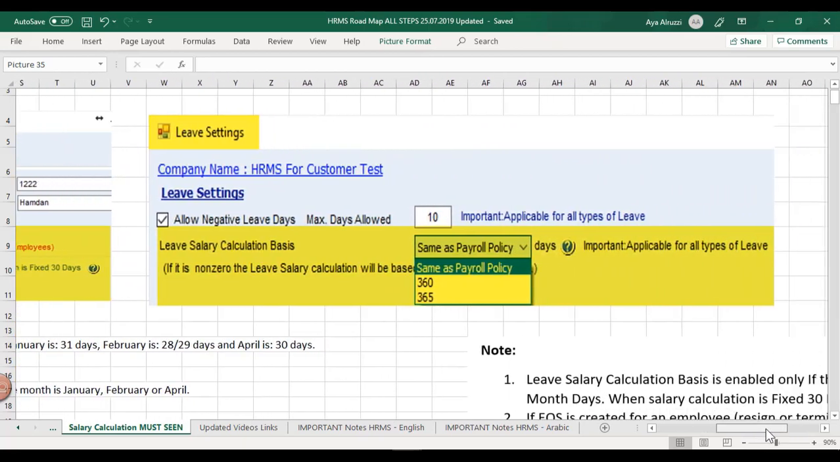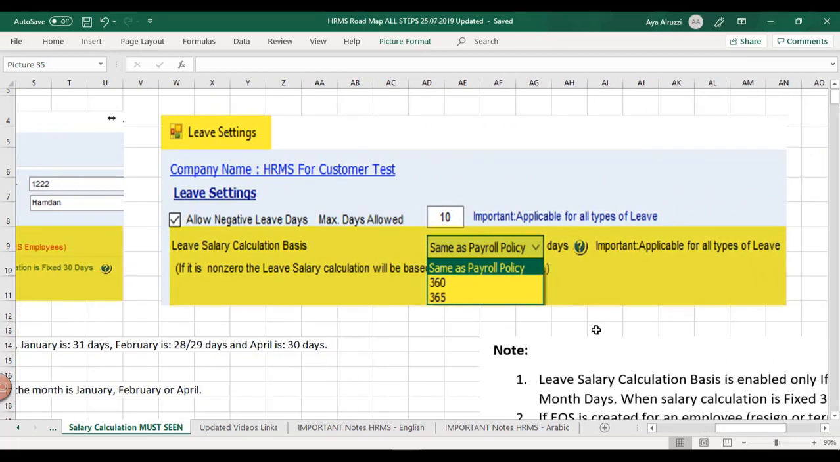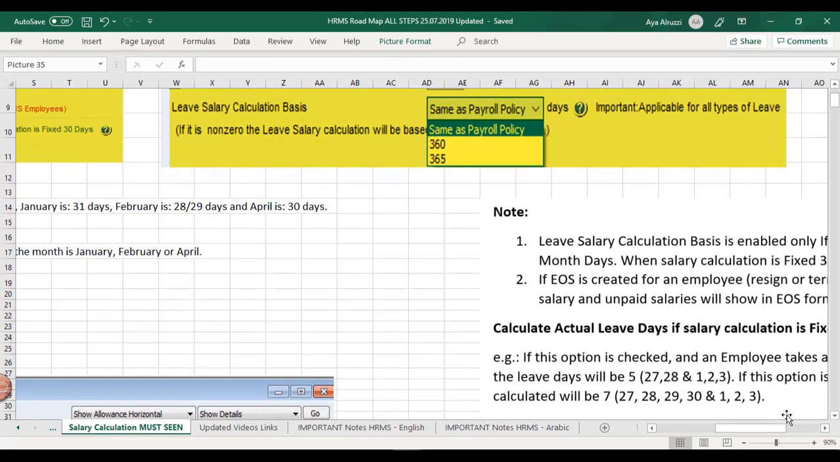Also, if you choose 360 or 365, that is also applicable. So it's not mandatory for you to choose the payroll policy. You can choose 360 or 365 as well. Let's see the notes right here before we proceed forwards with it.